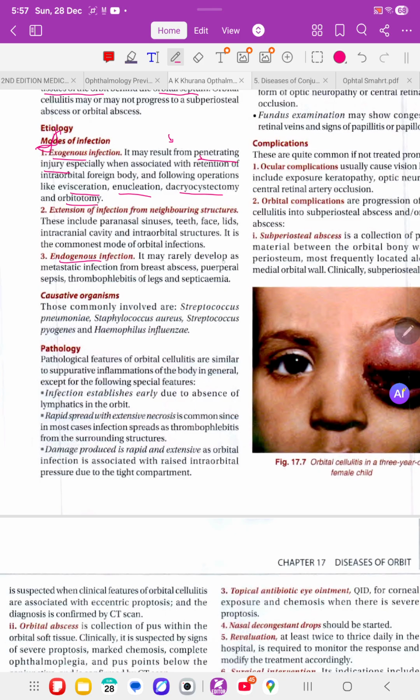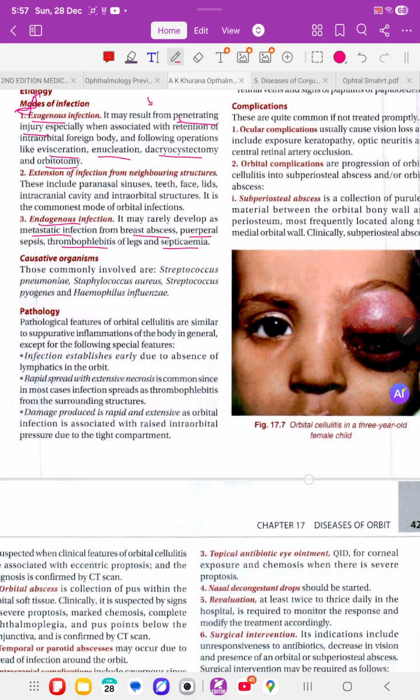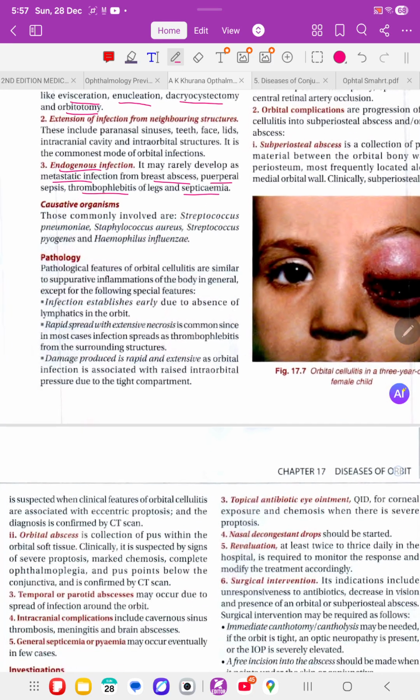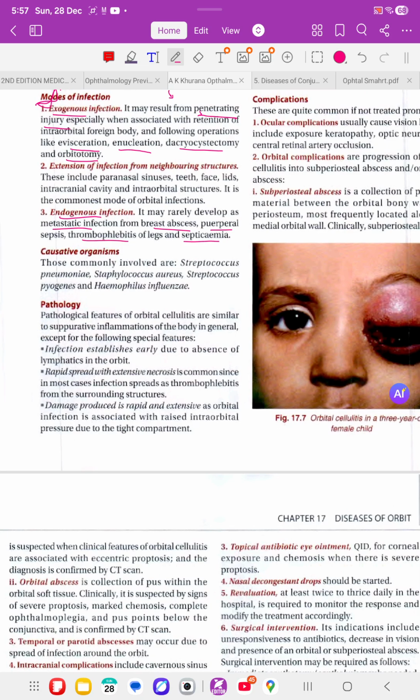Endogenous infection may rarely develop as metastatic infection from breast abscess, puerperal sepsis, thrombophlebitis of legs, and septicemia. Causative organisms: those commonly involved are Streptococcus pneumoniae, Staphylococcus aureus, Streptococcus pyogenes, and Haemophilus influenzae. These are the most common bacteria that cause infection of the eyes.